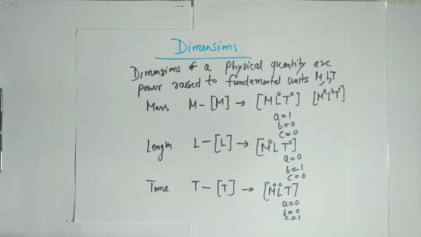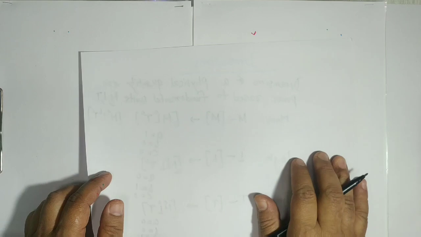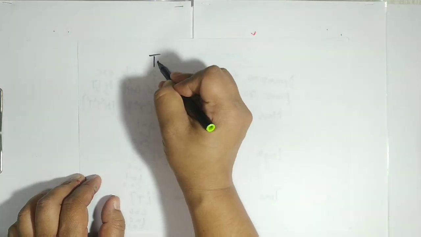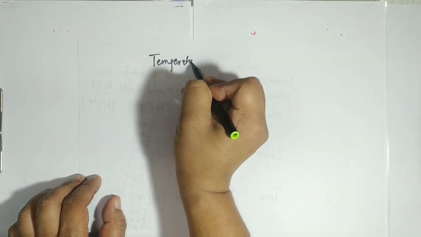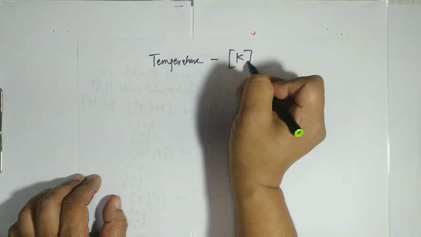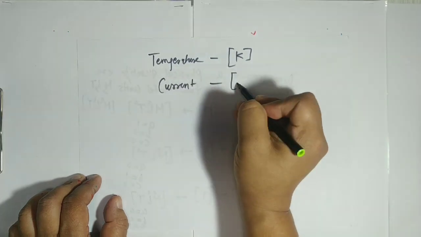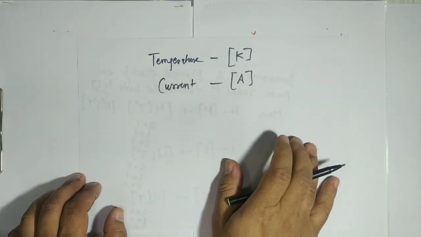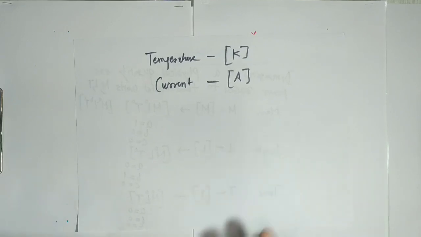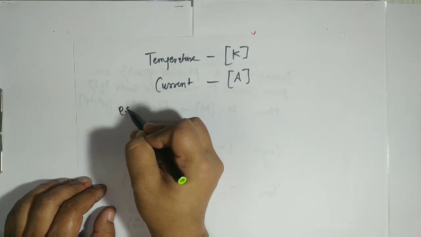So dimensions are the powers used for the physical quantity. Mainly the dimensions are in the form of mass, length, time, but we can denote it for what? Say temperature. For temperature, we know it is sometimes denoted by K. And for current we have what? Ampere. But basically they are written in the form of mass, length, and time. Now we can find the dimensions of a physical quantity. So I am giving you an example.